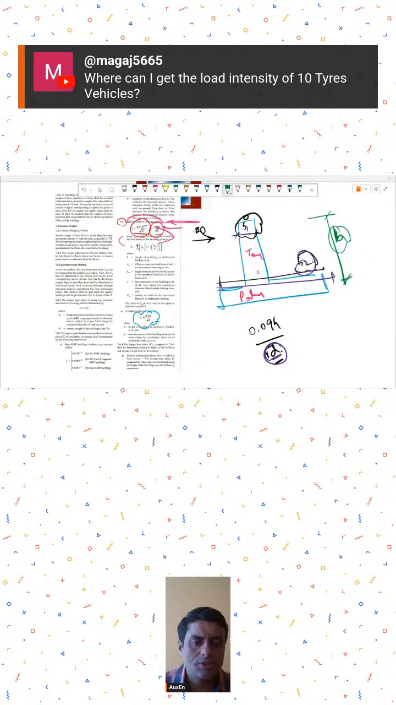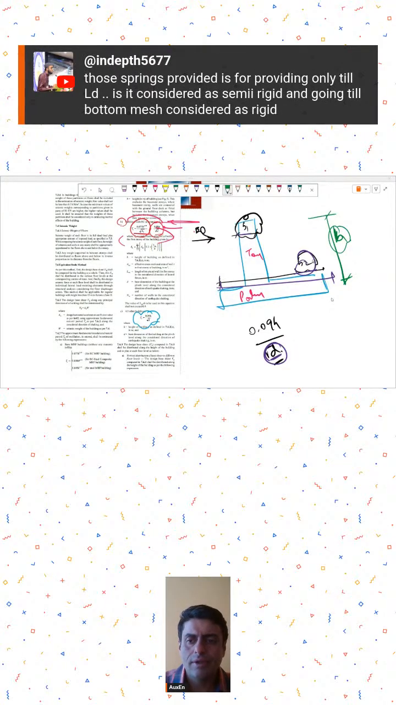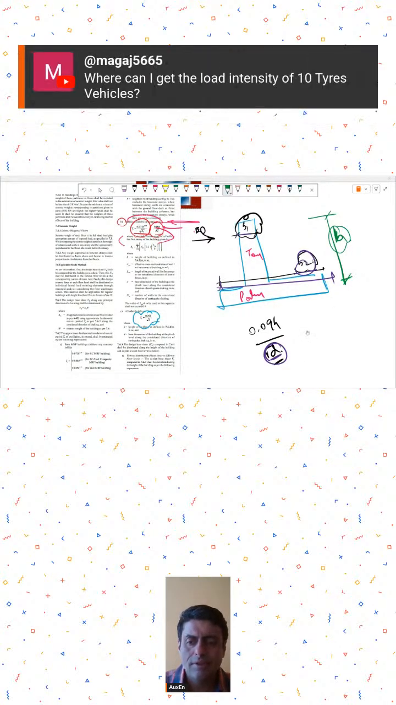Mr. Magaj is asking where can I get the load intensity of 10 tires vehicle? Maybe you refer to IRC 6. They have different loadings given, different wheel loadings for different load classes. So I think IRC 6 will help you.